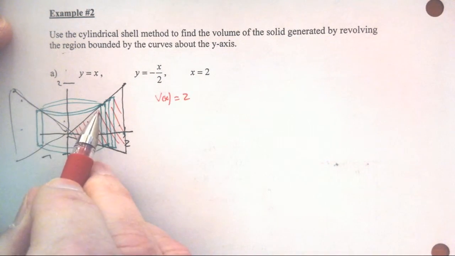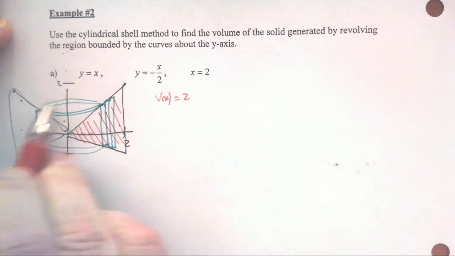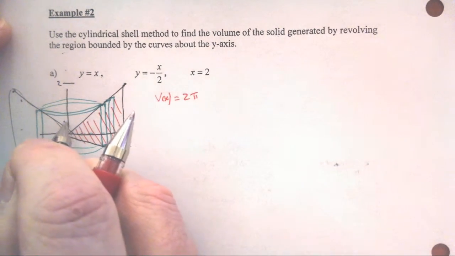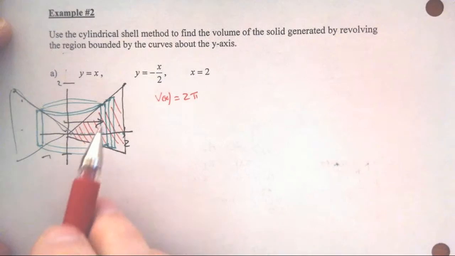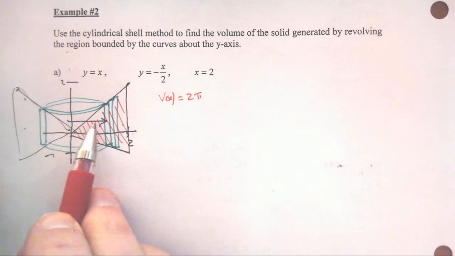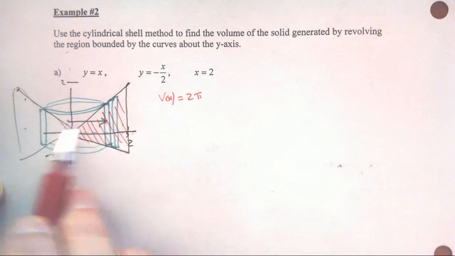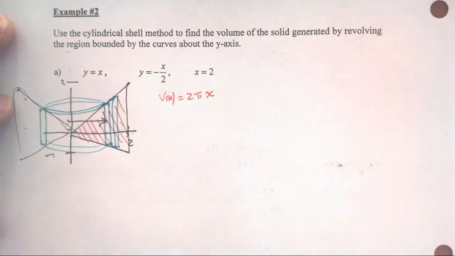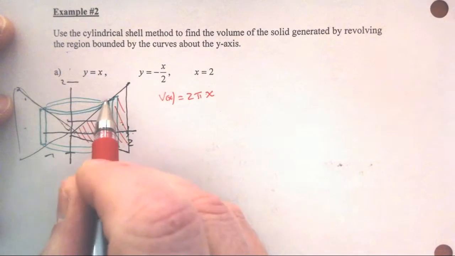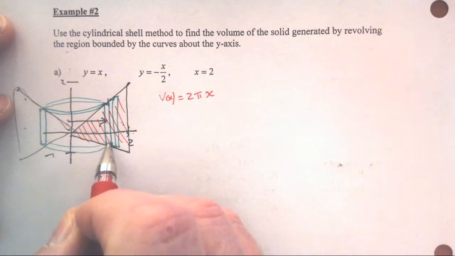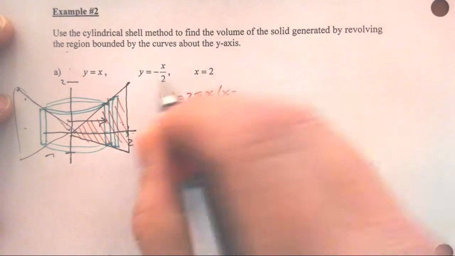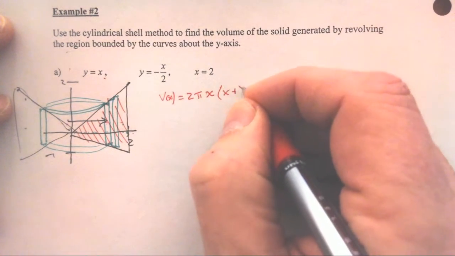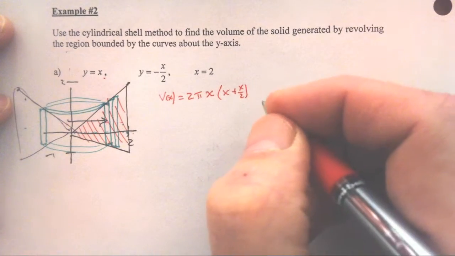Remember when we rolled this thing out, we get the circumference 2 times pi times r, but my r, my radius of this thing, is my x value as it goes from 0 to 2. It's x, then an x, then an x, then an x. So that is x, 2 pi r. The height of these guys is top function minus bottom function. X minus, that's my top function, minus my bottom function. X minus negative x plus x on 2.